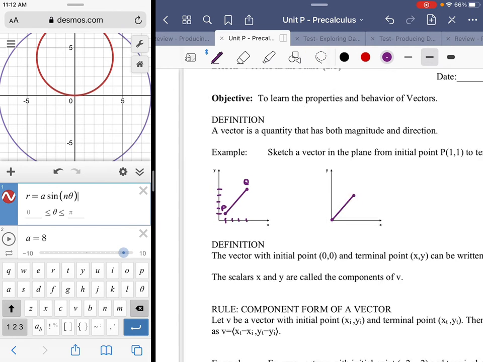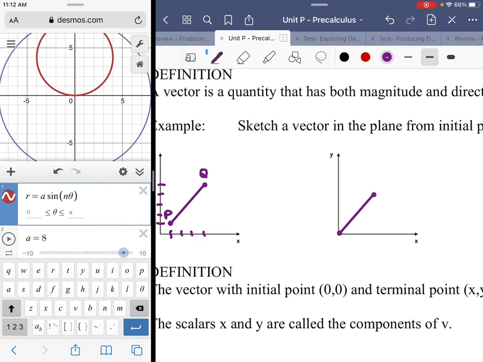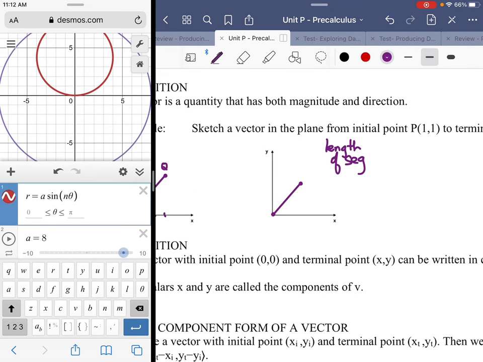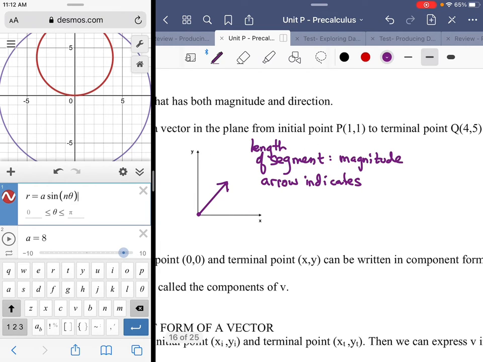All right, so taking that line segment, pinning one of the points to the origin, and indicating not only the length of the segment, which gives the magnitude, but also we need direction. The arrow indicates the direction. All right, but there's so much more to it than that.